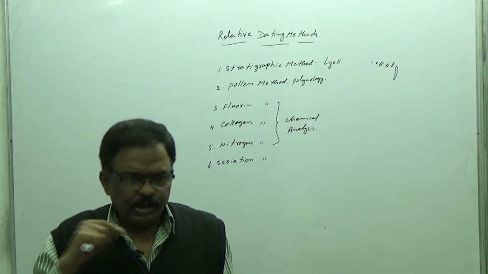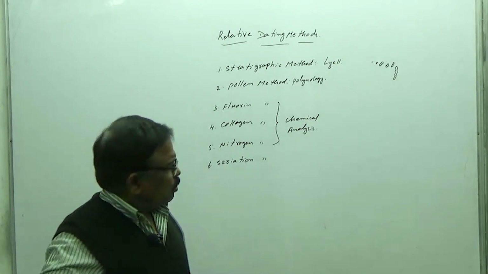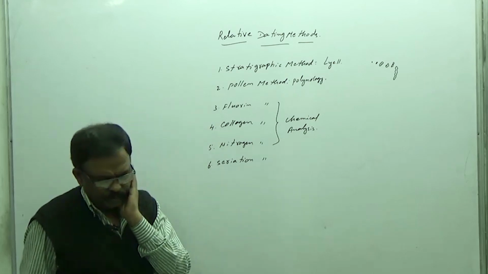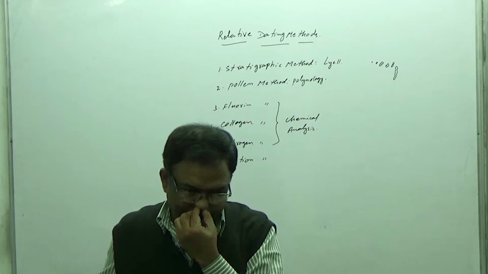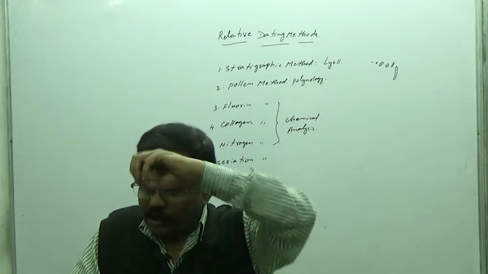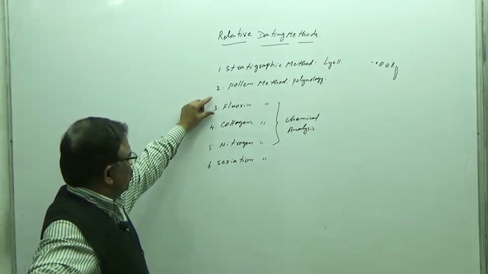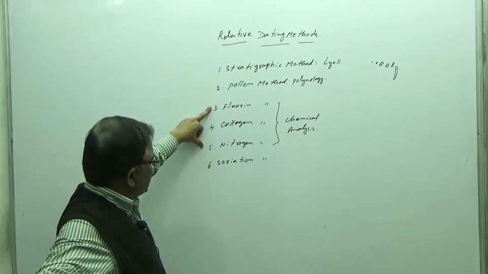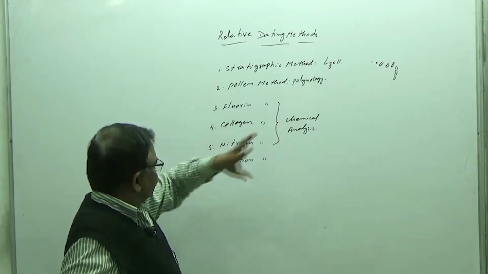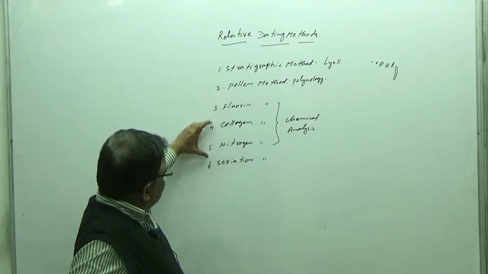One can conclude the relative age of a fossil with the fluorine method and the collagen method. This is the reverse of the nitrogen method. The fluorine method and the nitrogen method are the same in the process of fossilification.